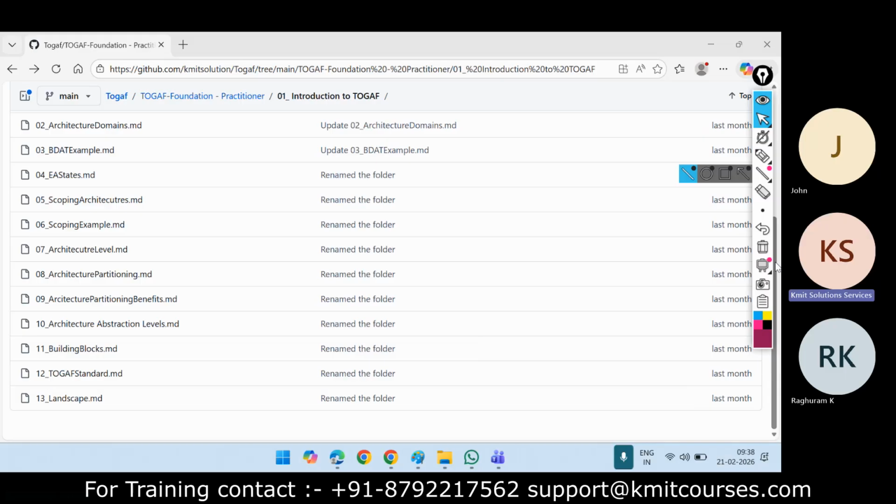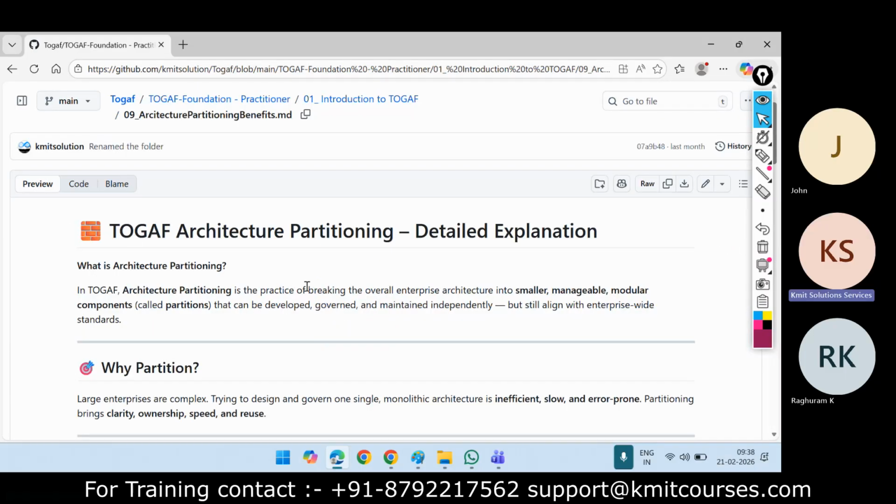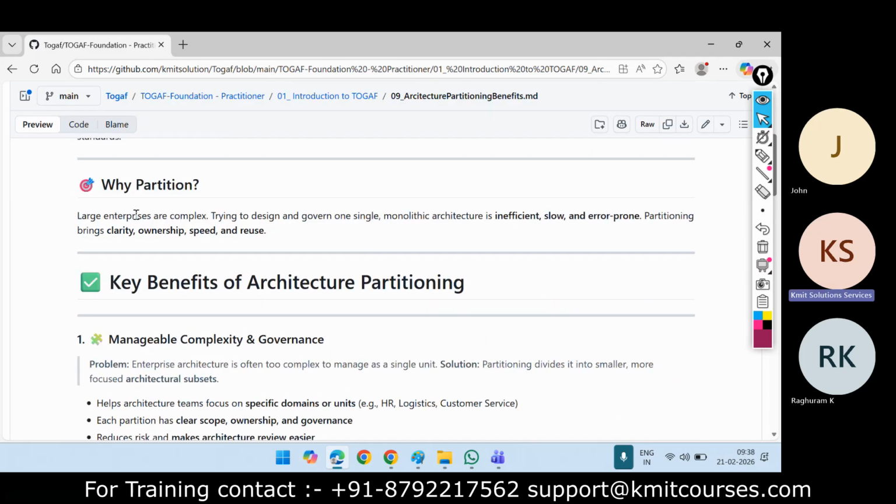So let us see some bullet points related to architecture partitioning. Architecture partitioning is a practice of breaking the overall enterprise architecture into smaller, manageable, modular components called partitions, that can be developed, governed, and maintained independently, but still aligned to the enterprise-wide standards. Why partitions? A large enterprise is complex, right? So trying to design and govern one single monolithic architecture is insufficient. Because if you put everything into a single architecture, it is insufficient, slow and error prone. So partitioning brings clarity, ownership, speed, and reuse, right?